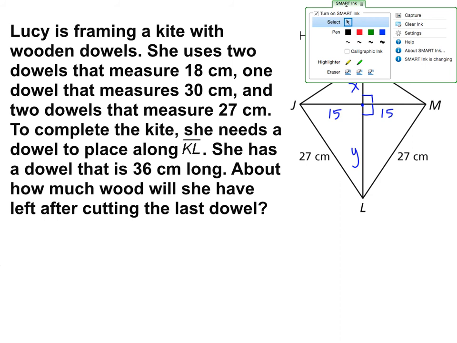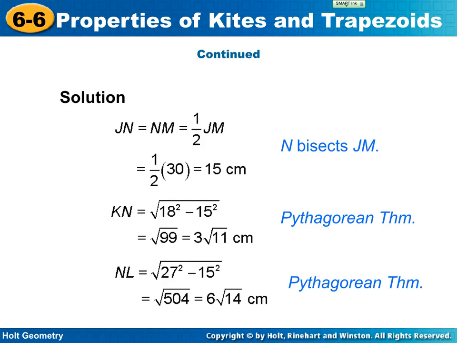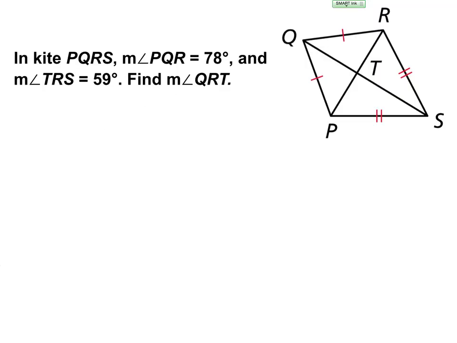All right, let's do an angle type. Okay, here's a diagram. It's a kite again, sides that are congruent. PQR, this whole angle is 78 degrees. TRS, this small angle is 59 degrees. We're supposed to find QRT. We're supposed to find that angle.